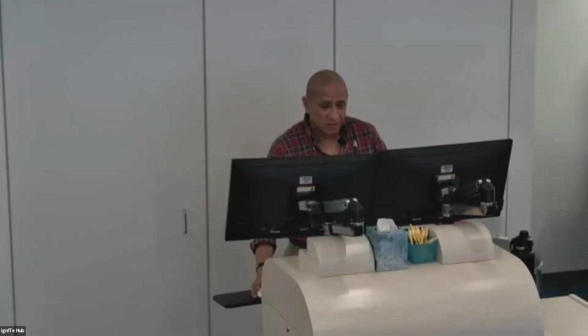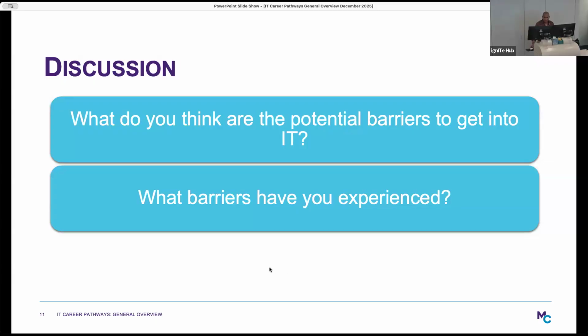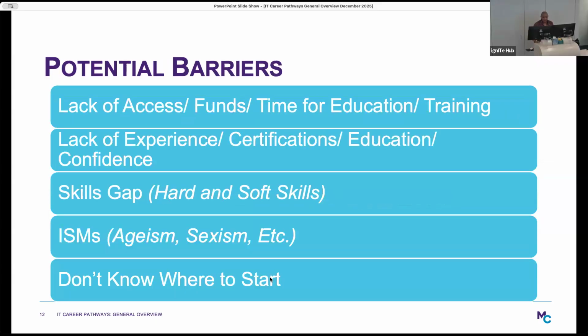And as you are going to see, that's pretty much exactly what I have written. Let's go here. Exactly everything that you mentioned. I don't think you missed anything. Lack of access, funds, or maybe the time for education, because that is huge. A lot of people trying to get into the field are adults with families and other full-time jobs.